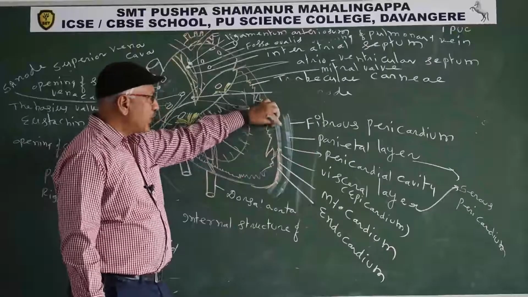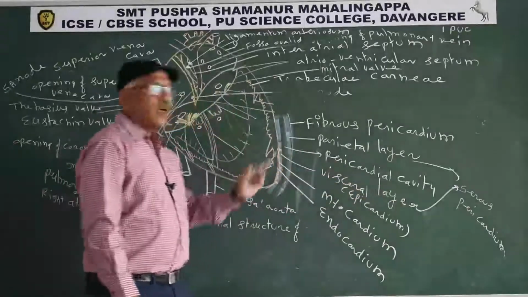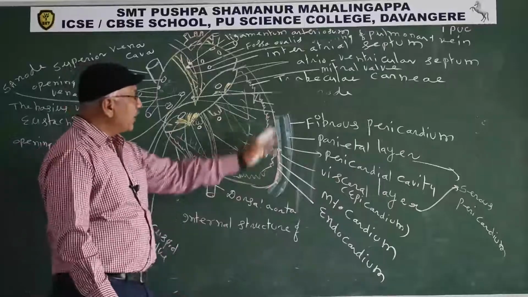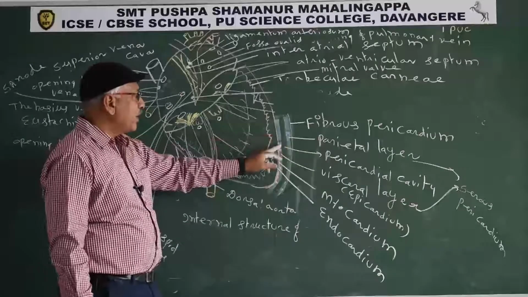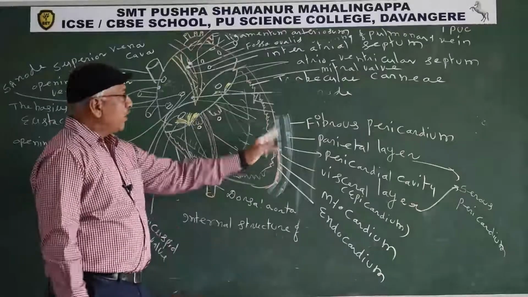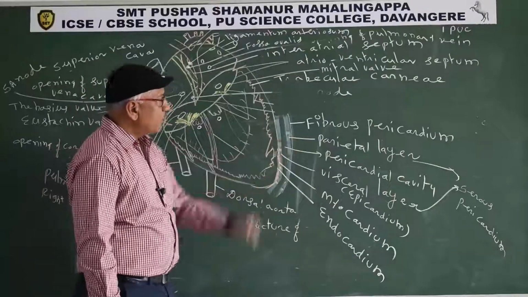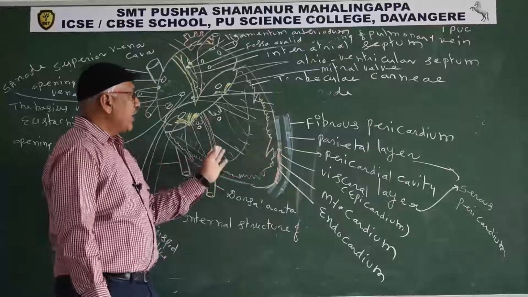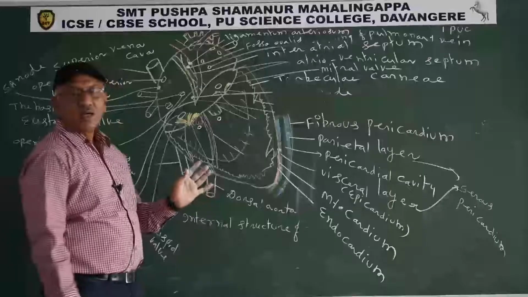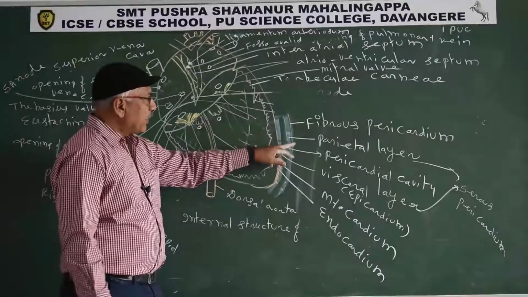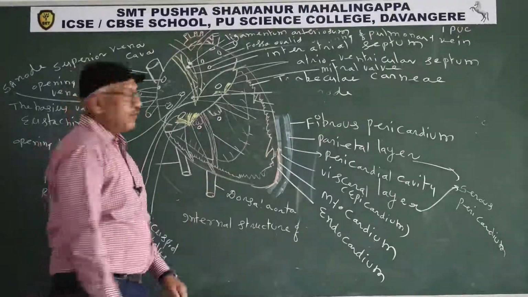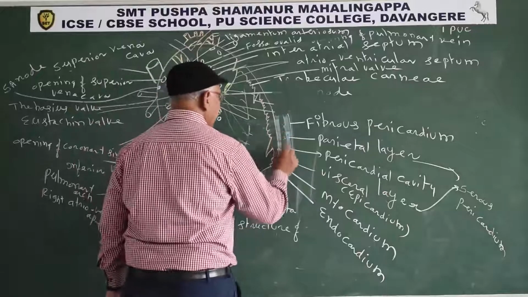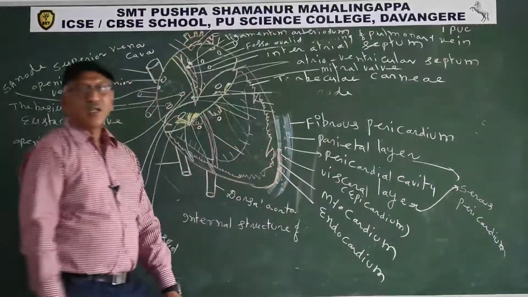Inner to the fibrous pericardium, the serous pericardium is present. The serous pericardium splits into 2 layers: outer parietal layer and inner visceral layer. The parietal layer attaches to the fibrous pericardium. The visceral layer attaches to the wall of the heart. The cavity present between the parietal layer and visceral layer is known as the pericardial cavity. The pericardial cavity is filled with pericardial fluid.